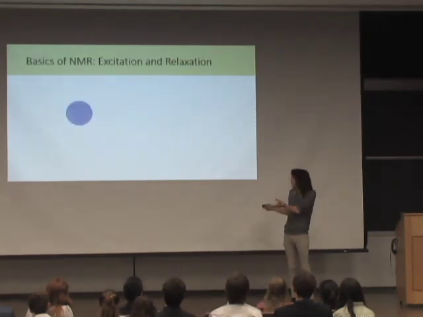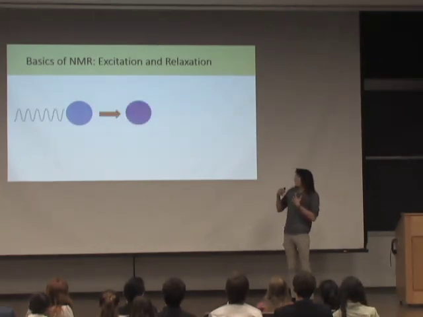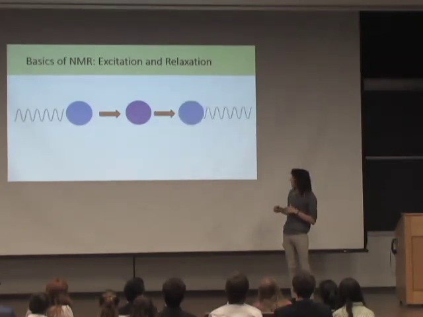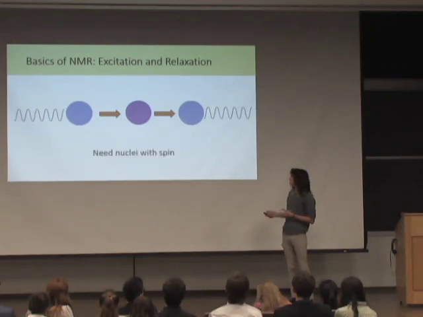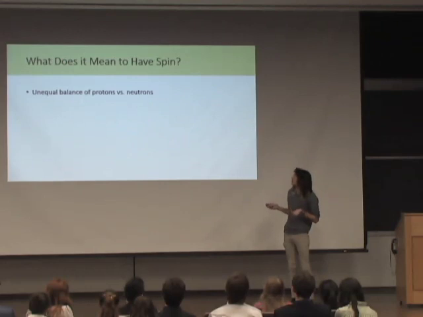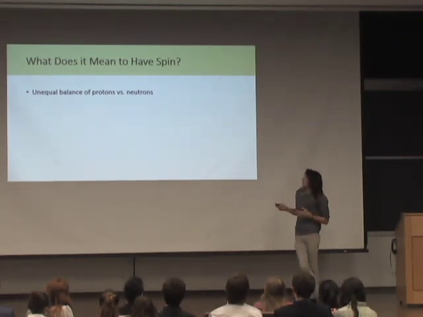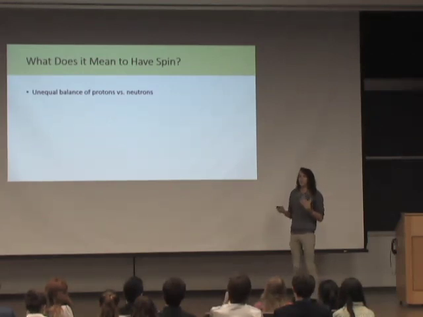Here we have a nucleus, and if it absorbs some kind of electromagnetic radiation, it can go to a high energy state, and when it relaxes back to the lower energy state, it emits this electromagnetic radiation. But something that's essential to this is that we need nuclei with spin. You might ask yourself, what does it mean to have spin? For our purposes in NMR, it means that it has an unbalance of protons and neutrons in the nucleus.